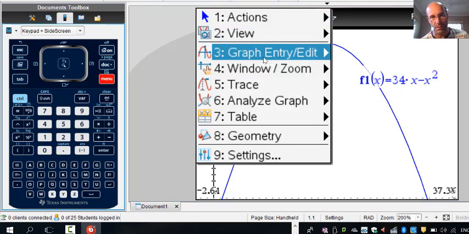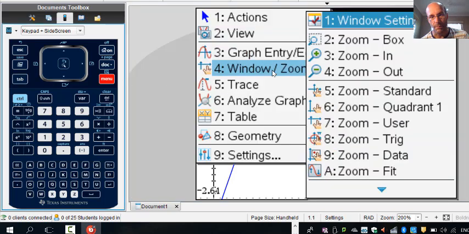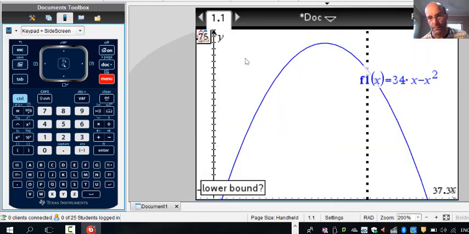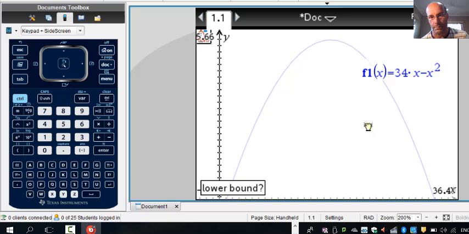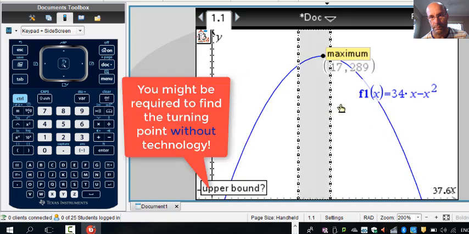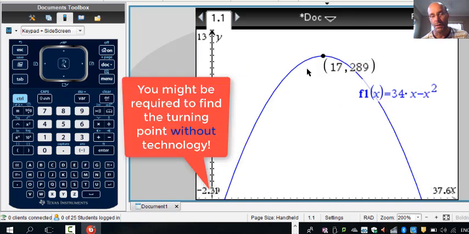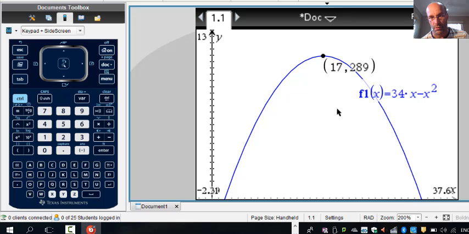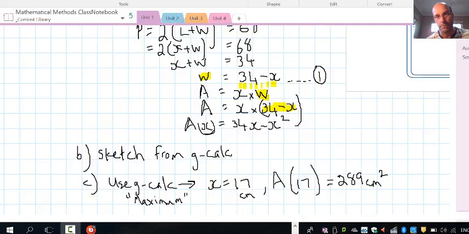And then what about the maximum? We could go, and this is answering part C essentially, we can go maximum there. So that means when the value for the length is 17, we have 289 for the area.